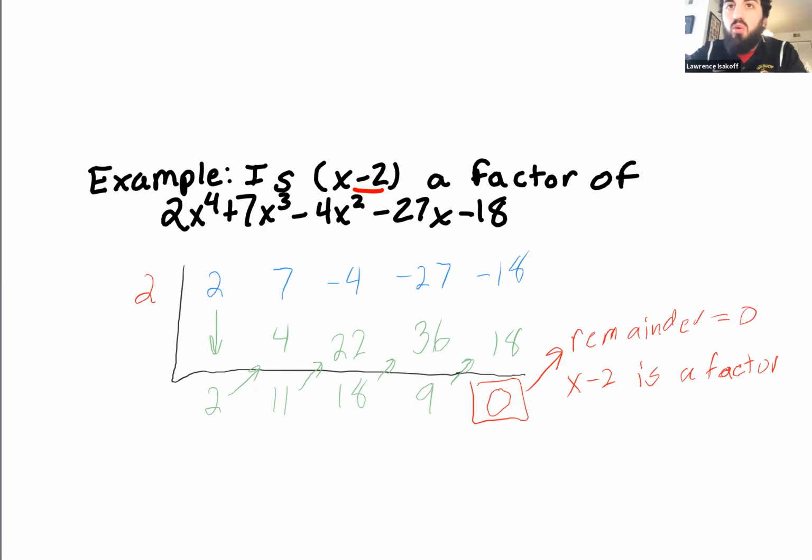Now, we could take the time if you wanted. You could put that into Desmos, and you would see at positive 2, you do get a 0. Again, confirming that that is a factor.